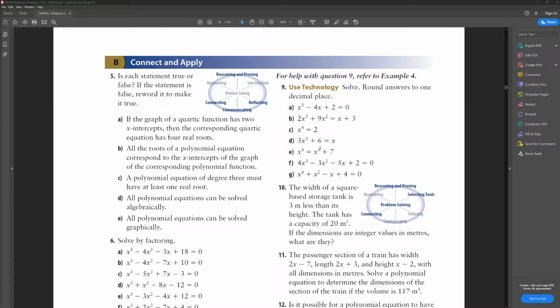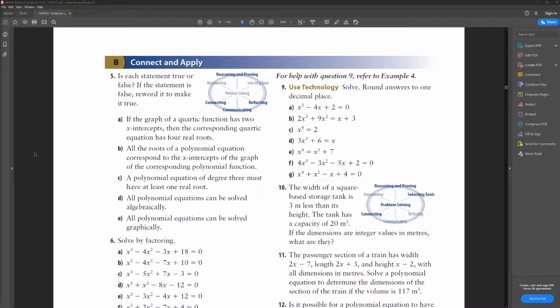D, all polynomial equations can be solved algebraically. No, that is not true. If the polynomial at hand is not factorable, then you cannot use algebra to solve it. You will see that in chapter 2.5, which requires you to use graphing to solve an equation. Now for E. All polynomial equations can be solved graphically. Yes, that is absolutely true. If you can graph it using some graphing software like a graphing calculator or Desmos, then it could easily be solved.